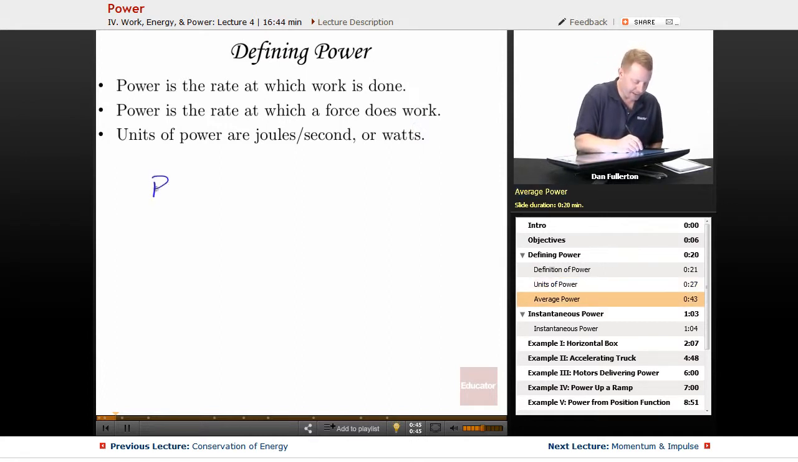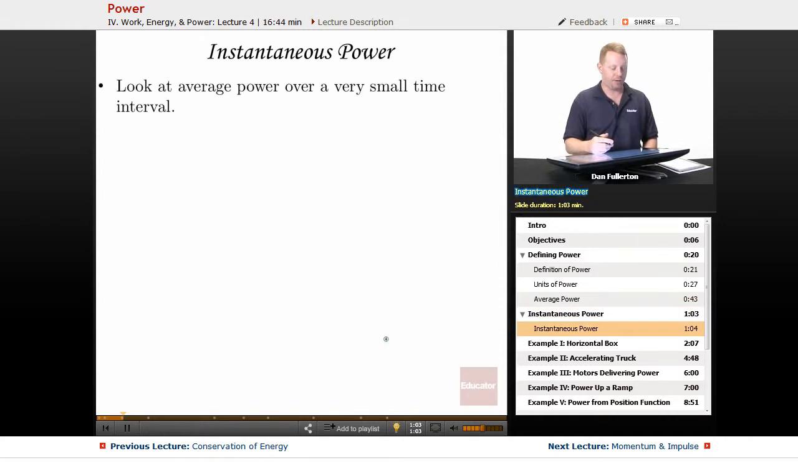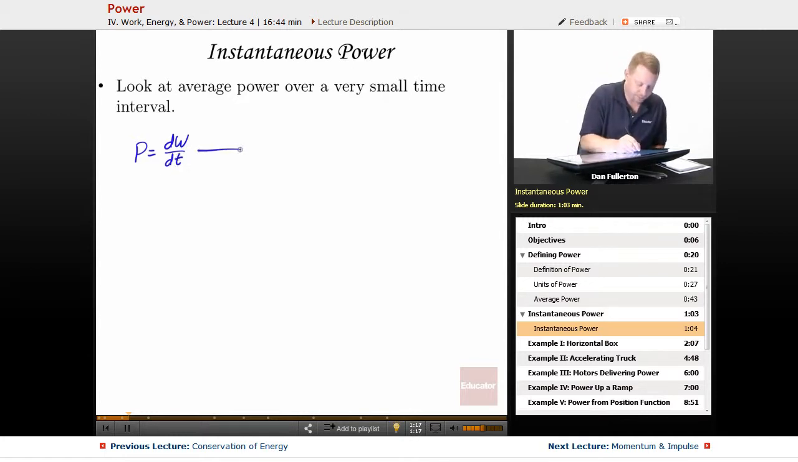If we want to define average power, it is the change in work, or the amount of work done, in some amount of time. Units, as we said, are joules per second, or watts. Instantaneous power we can find by looking at the average power over a very, very small interval until we make that time interval infinitesimally small. So power is the time rate of change of work with respect to time.